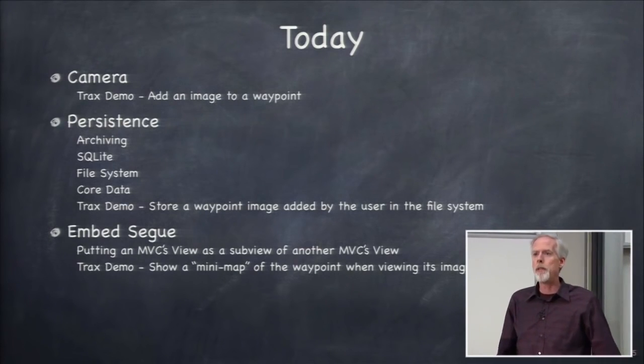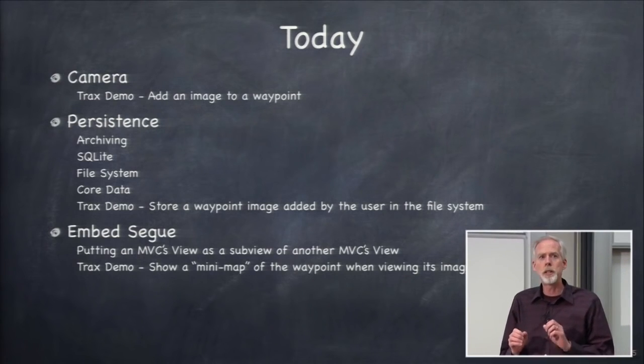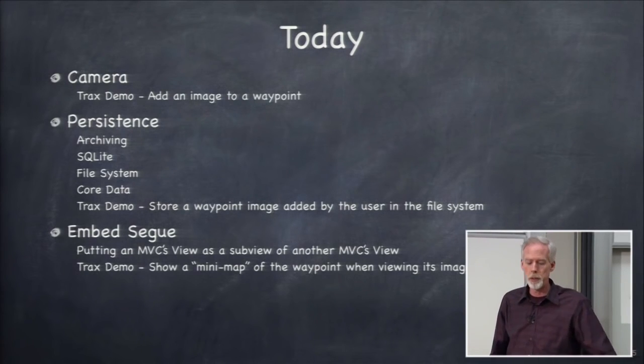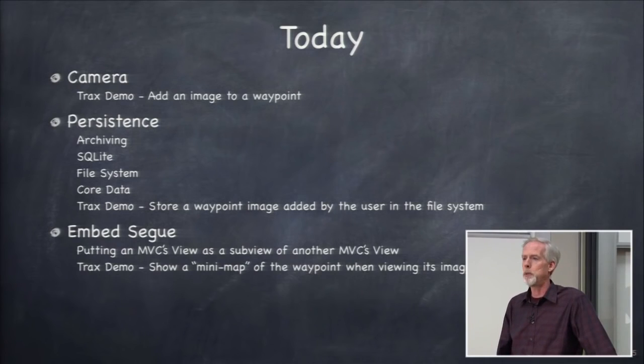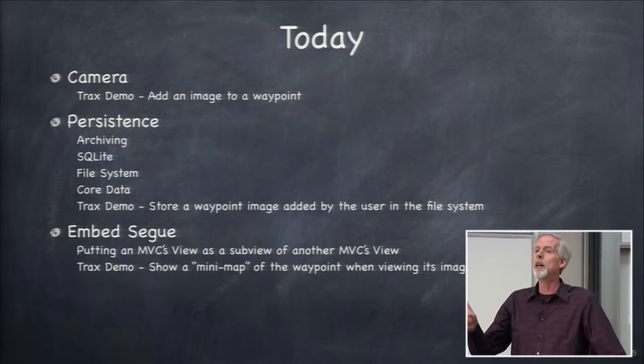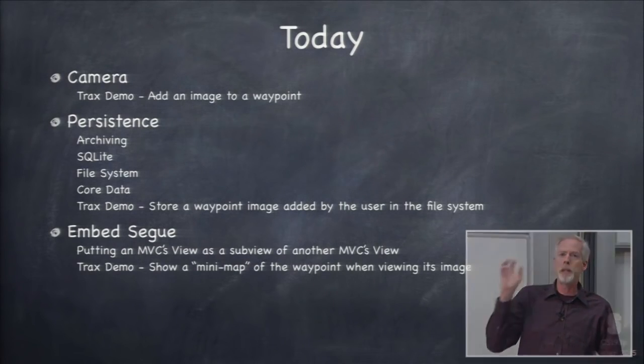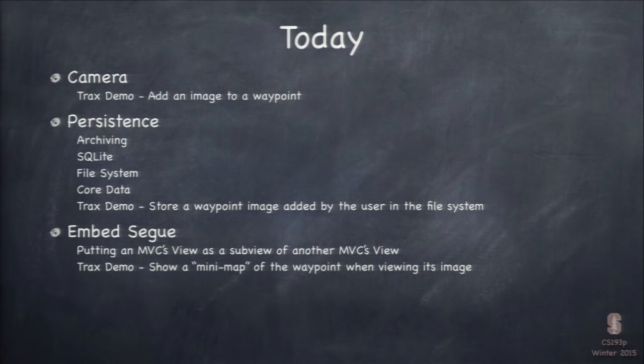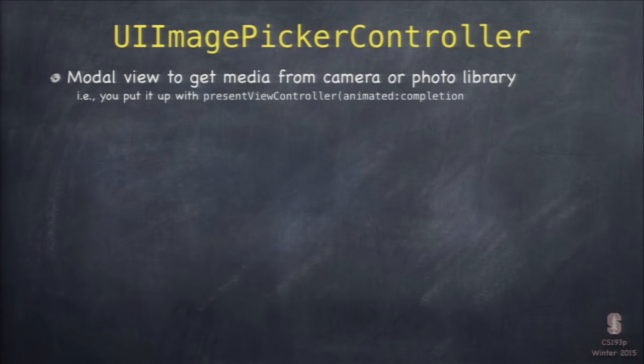And then the last one is kind of an interesting segue. I leave it for last because it requires you to be a little bit of a visual thinker to see what's happening when we do it, but it's called an embed segue, which is where we basically take one MVC and we embed its view into another MVC's view hierarchy, which is kind of fun. So let's dive right into the camera.